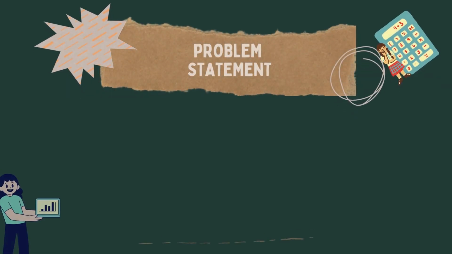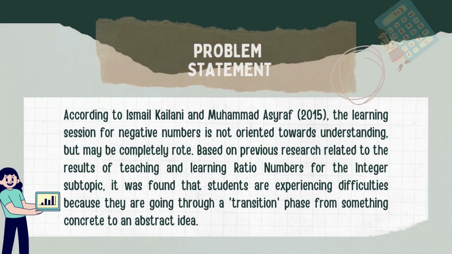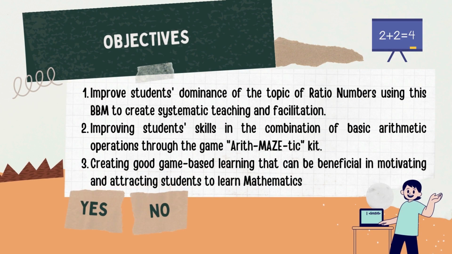For our problem statement, according to Ismail Kailani and Muhammad Ashraf, the learning session for negative numbers is not oriented towards understanding, but may be completely rote. Based on previous research related to the results of teaching and learning number ratio for the integer subtopic, it was found that students experience these difficulties because they are going through a transition phase from something concrete to an abstract idea.